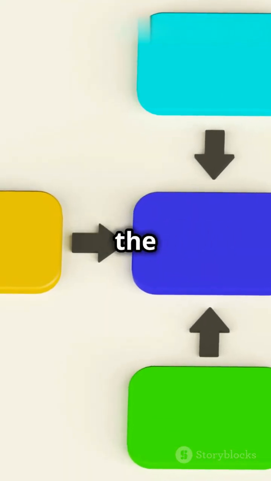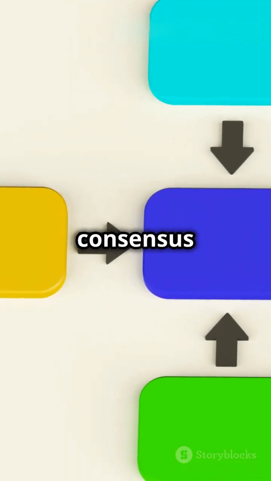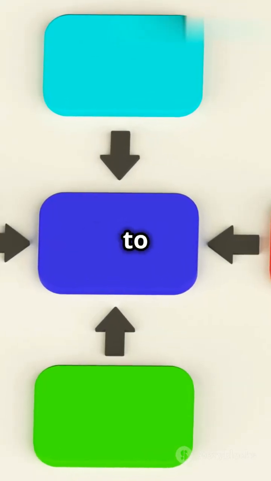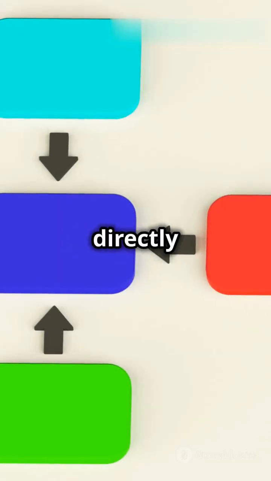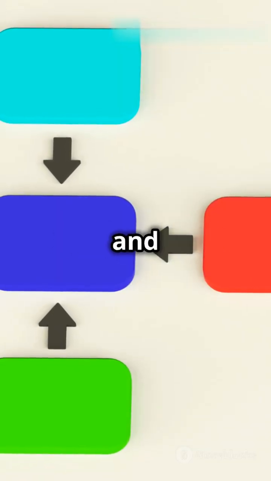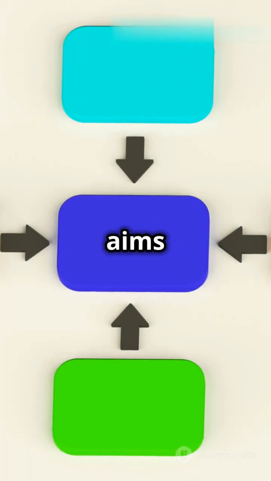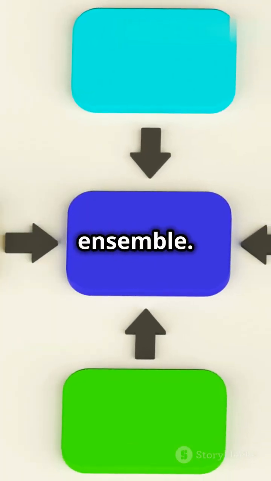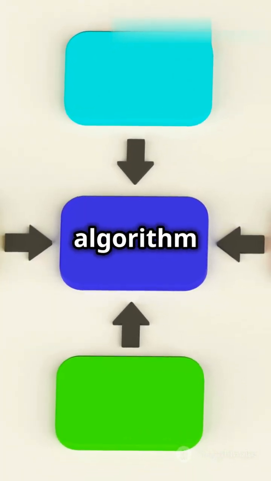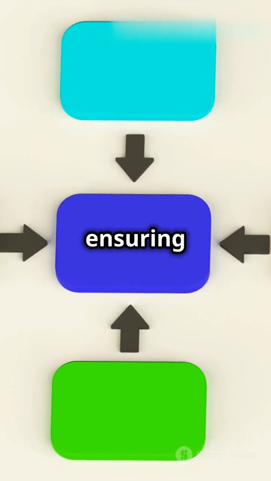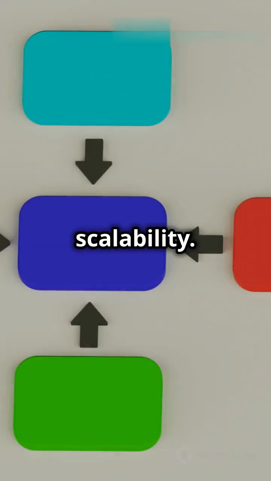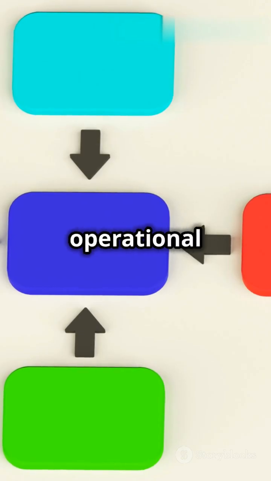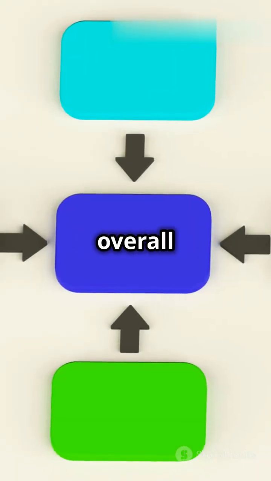Recognizing these challenges, the Kafka community has been working on a new consensus protocol, Kafka Raft. This protocol is designed to replace ZooKeeper, integrating directly into Kafka to handle metadata management and controller election. Raft aims to simplify the architecture by eliminating the need for a separate ZooKeeper ensemble. It leverages the Raft consensus algorithm to manage metadata, ensuring faster failovers and better scalability. With Raft, Kafka can handle larger clusters more efficiently, reducing the operational overhead and improving overall performance.